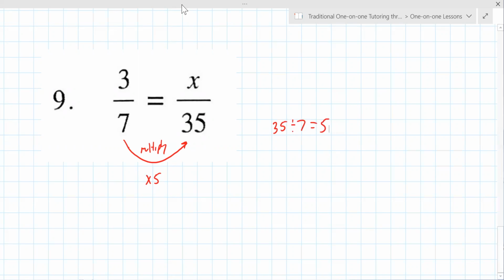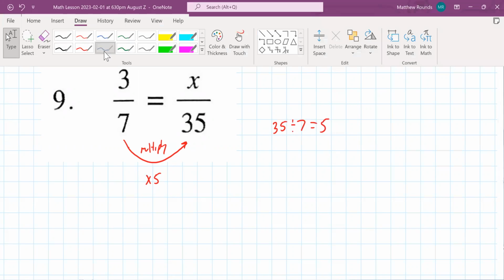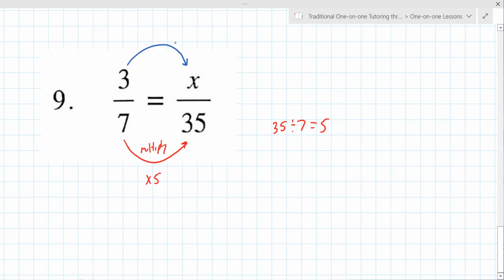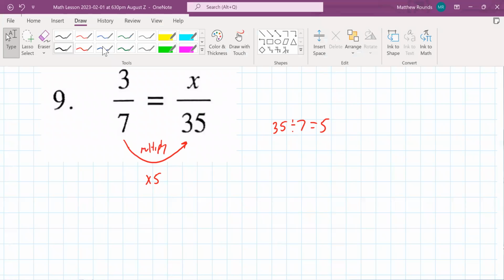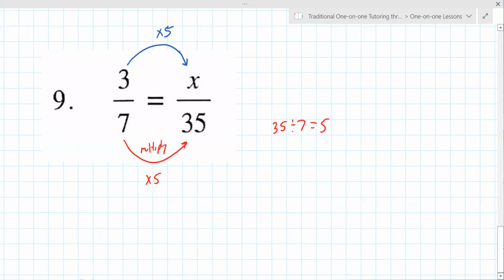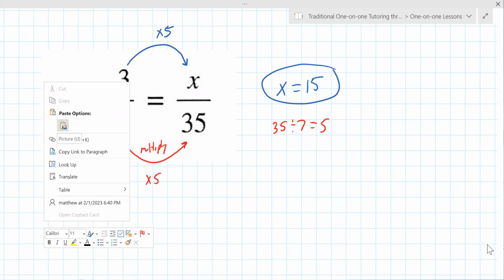Okay. Now, in the other position, because it doesn't always have to be the top, you do the same thing. You multiply 3 by 5. What is 3 times 5? 15. So x equals 15 in this case. Okay. So the key is to look for the ones that are same bottom or same top, and figure out what you multiply by to get there. Now you can actually go either direction. Okay, so we'll see that in number 10 here.